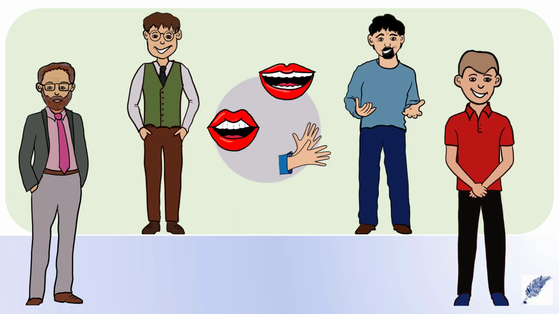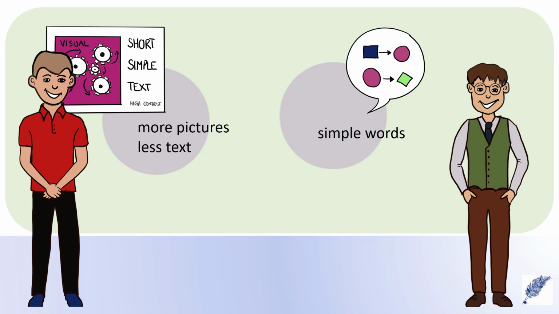This also helps to overcome barriers for audiences from other language backgrounds, or with dyslexia and learning difficulties, like Frederick and Carl. Frederick and Carl prefer more pictures and less text. Explanations in simple words make it easy for them to understand.